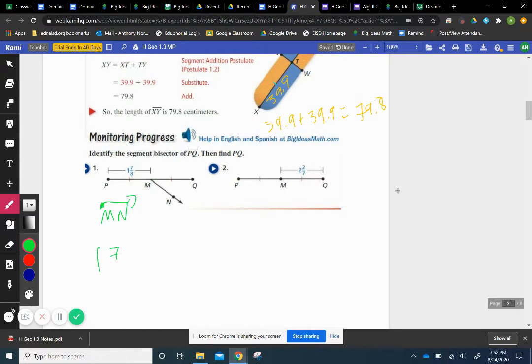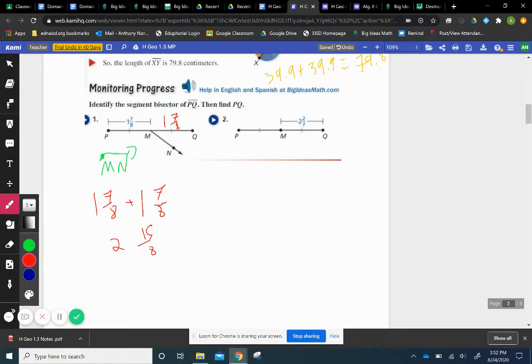We're going to take this. Let's get a little darker color here. We're going to take 1 and 7/8. So we can either add this to that piece because it's the same, or we can multiply it by 2. I'm going to add, so let's do 1 plus 1 and 7/8. So that gives us 2 and 15/8. And then that gives us 3 and 7/8.